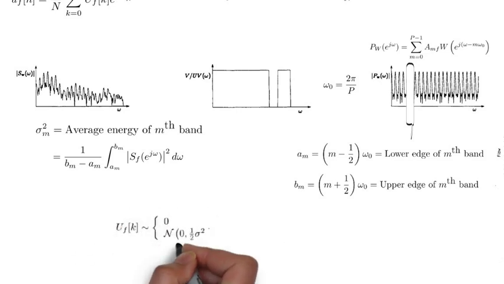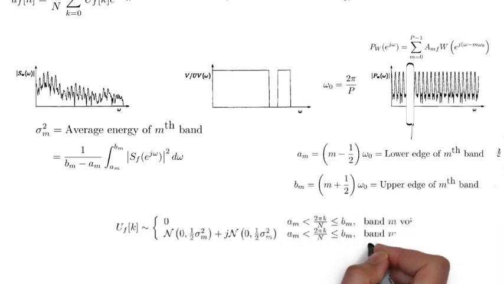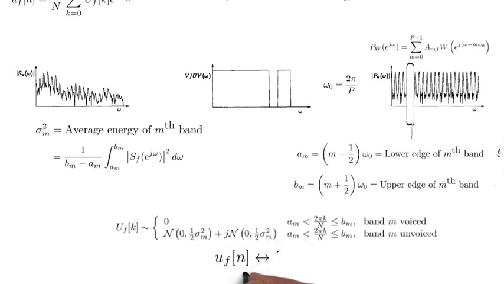The unvoiced speech spectrum is 0 in bands that are voiced. And it's a Gaussian random variable, a complex Gaussian random variable. It has a Gaussian real part with a variance of 1/2 sigma squared, and a Gaussian imaginary part with a variance of 1/2 sigma squared in bands that are unvoiced. Once we've got the spectrum, then we generate the time domain signal by calculating its inverse Fourier transform.